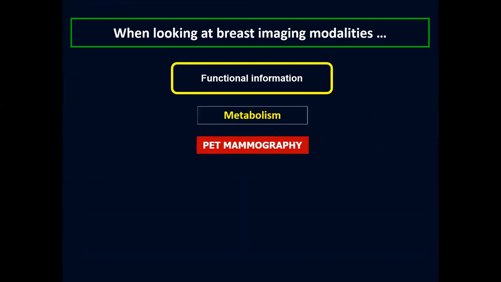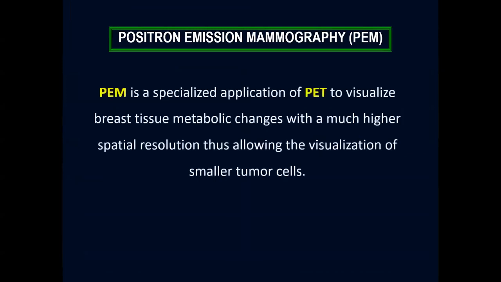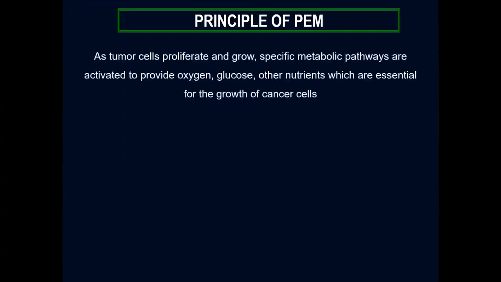Now we're going to discuss PET mammography. Positron emission mammography, or what we call PEM. PEM is a specialized application of PET to visualize breast tissue metabolic changes with a much higher spatial resolution, thus allowing the visualization of smaller tumors.